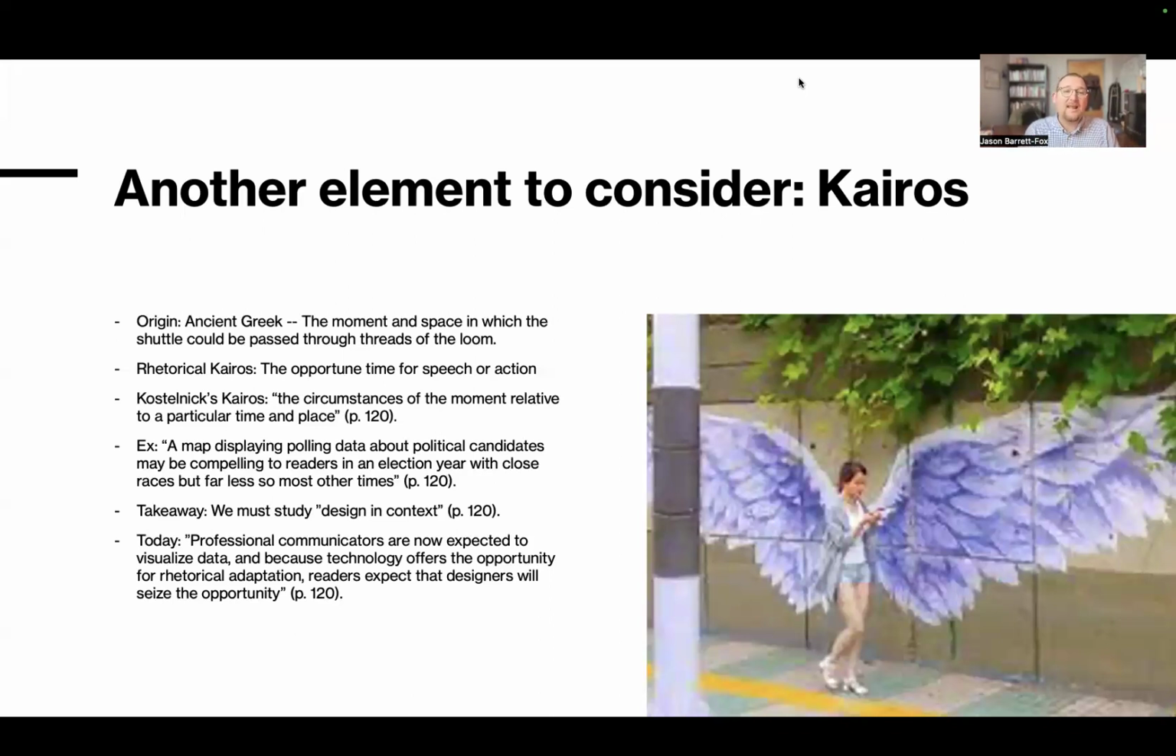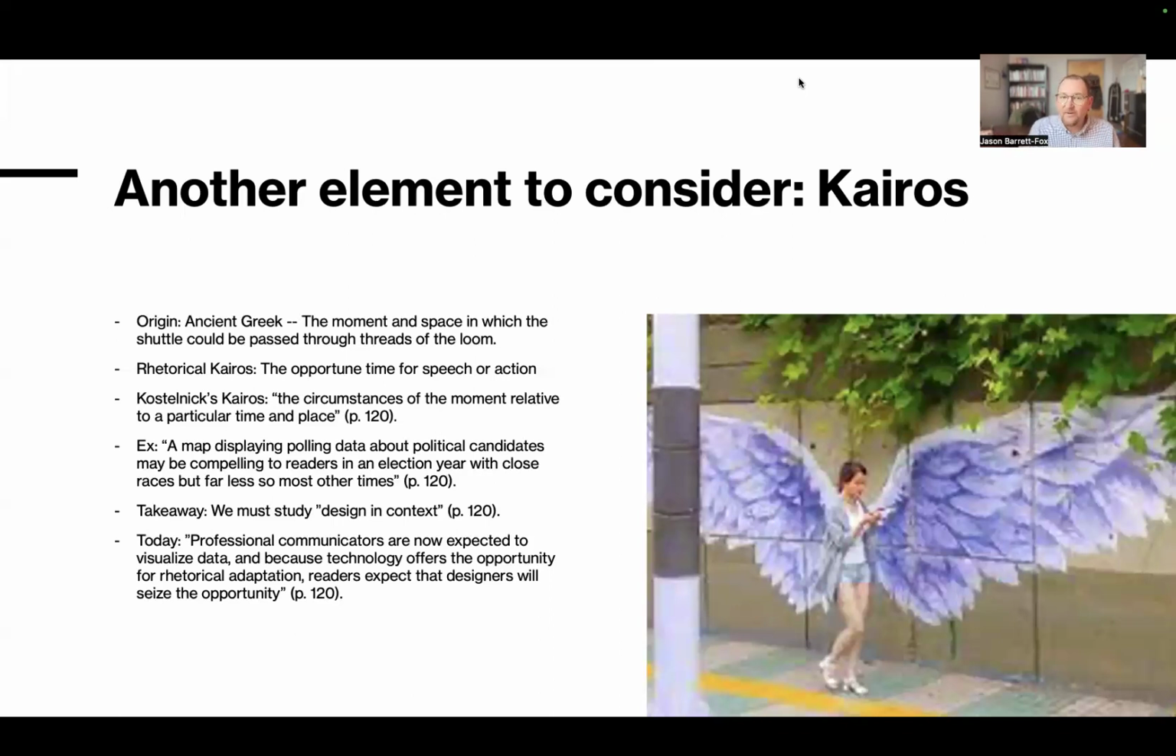So in ancient Greek, before kairos even had a rhetorical resonance, it was literally a reference to weaving, ancient Greek weaving. And so the kairos is exactly that moment in space and time where the shuttle passes through the threads of a loom. That's where kairos comes from. If you watch how a weaving apparatus works, it's kind of an amazing thing to watch, but it's all extremely time sensitive. This goes through, connects here, as soon as this moves, and it's just a beautiful thing. But the point here is that kairos comes from weaving.